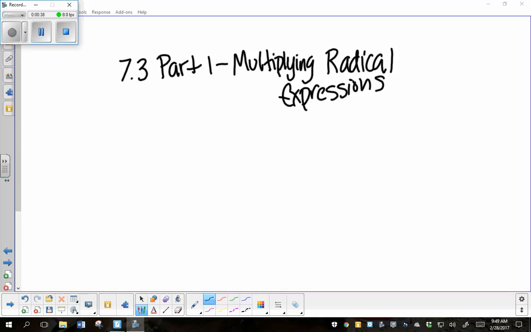Alright, so 7.3, we're going to multiply radical expressions. Let's look at a little example to see what I'm going to show you. What if we took the square root of 4 and multiplied it by the square root of 25? People are always wanting to look for ways to simplify things. Do you think we can multiply these together and make it the square root of 100?